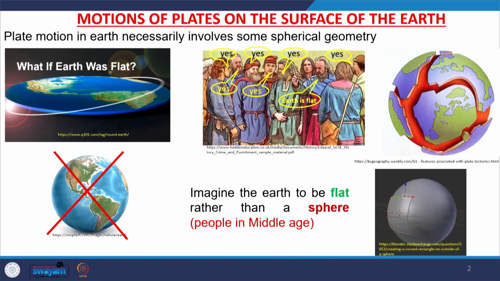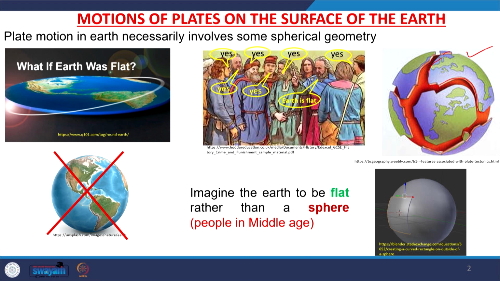Here the plate motion on the earth necessarily involves some spherical geometry. If you see here, this is the earth which is composed of lithospheric plates covering the inner space, that is the asthenospheric material, which is covered by the outer shell, the lithosphere, which is rigid. And if you remember, we have discussed these lithospheric plates are behaving like curved caps.